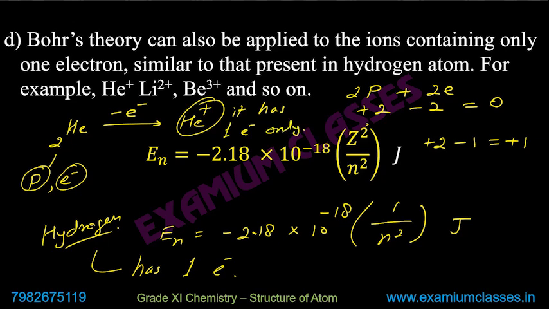Yes, sir. Similarly, lithium, to become hydrogen-like species, it has to lose 2 electrons because it has 3 electrons. Lithium has 3 electrons. After losing 2 electrons, it will gain plus 2 charge, and then it will become hydrogen-like species.